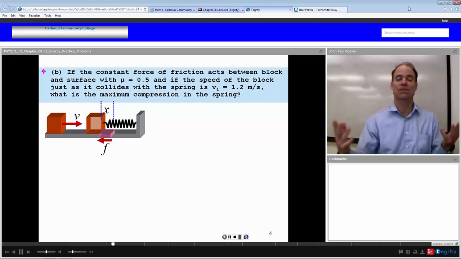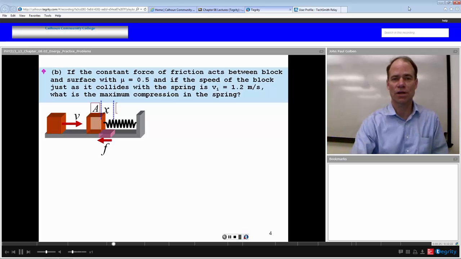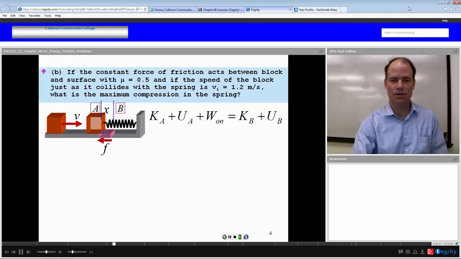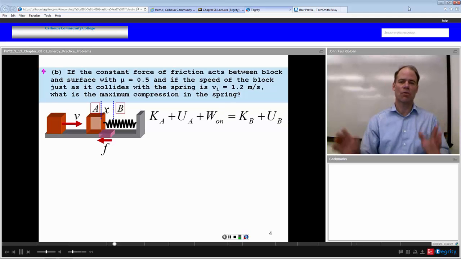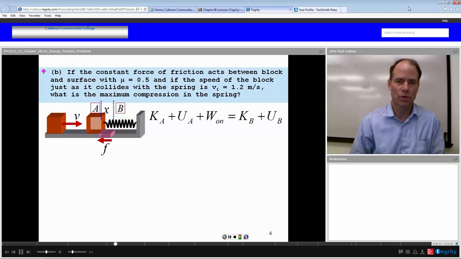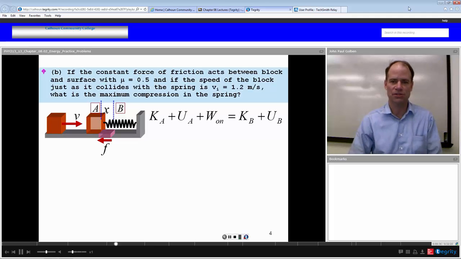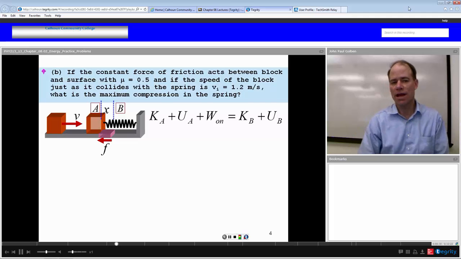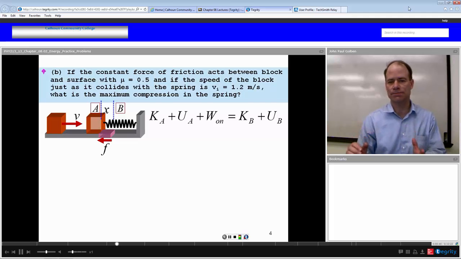Well, we start again with the one equation to rule them all. Looking at point A and B, we have our one equation to rule them all, and again our second question will be which of any of these terms might actually be zero. We're going to have kinetic energy at A when we hit, but there's no potential energy at A again because we're on a level plane. We define that level as being our zero height, and the spring is not yet compressed. So the potential energy at A is going to be zero.